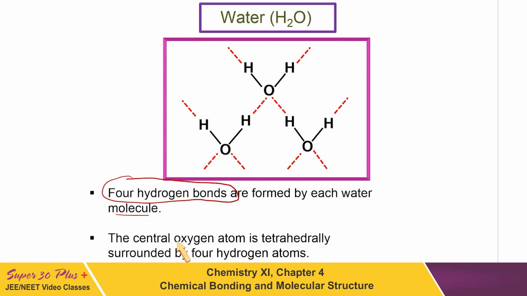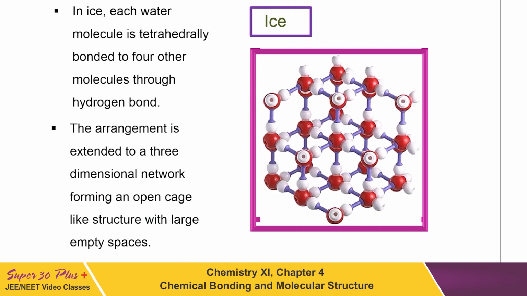This central atom, which is oxygen, is tetrahedrally surrounded by 4 hydrogen atoms. Hybridization of water is sp3, and these 4 hydrogens are arranged in the tetrahedral manner. Another example is ice. What happens in ice?